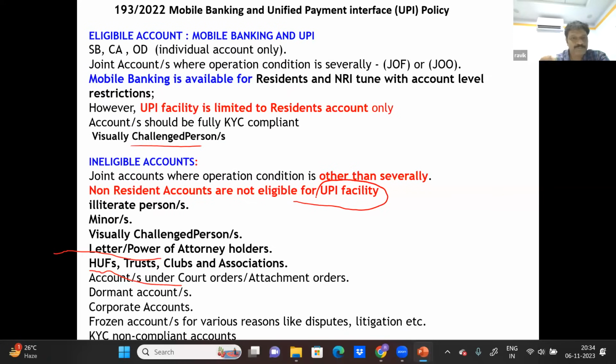Okay. Then, among the remaining, joint accounts where operation is other than severally cannot be given, that means jointly or anything other than severally. An illiterate person cannot be given it. See, for a debit card, I told you an illiterate person can be given it, but mobile banking you cannot give.